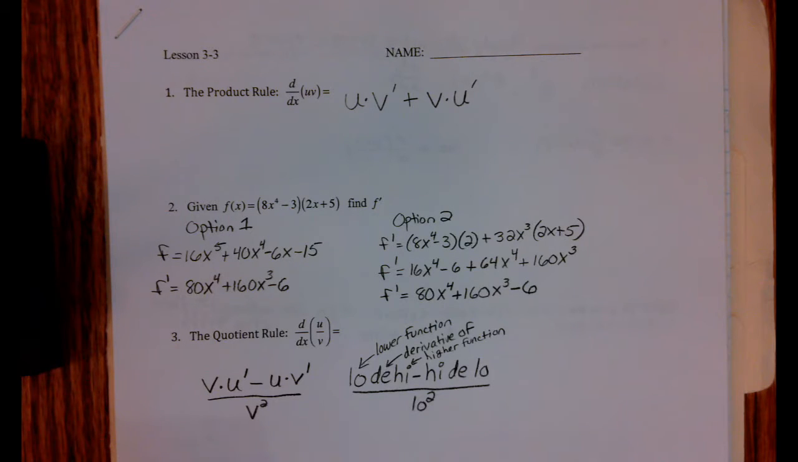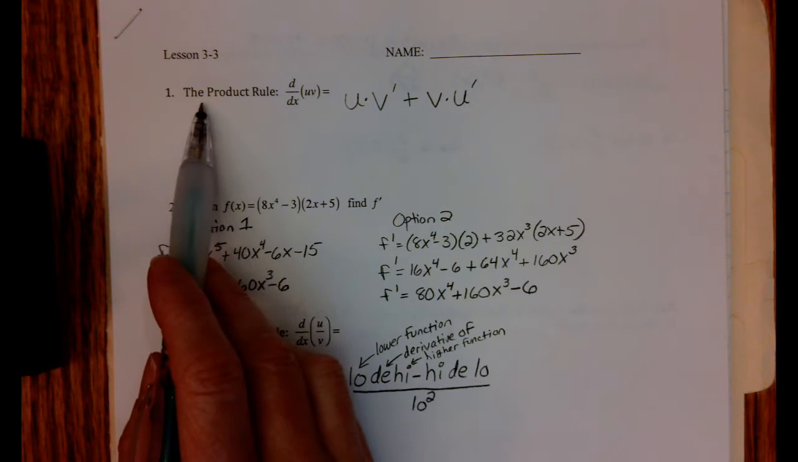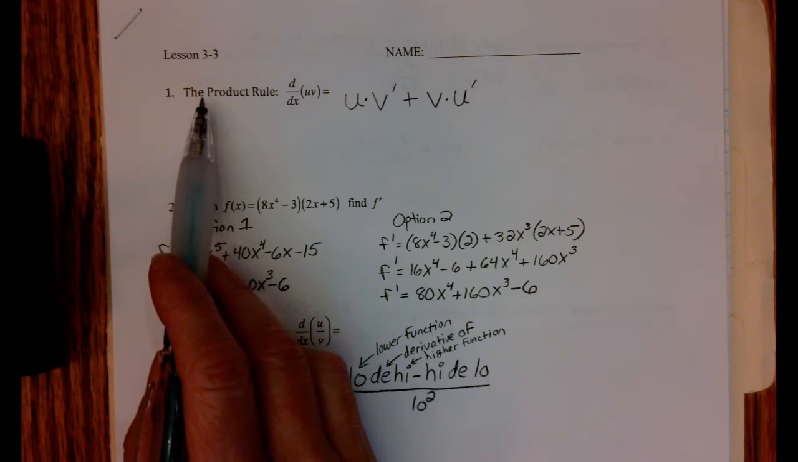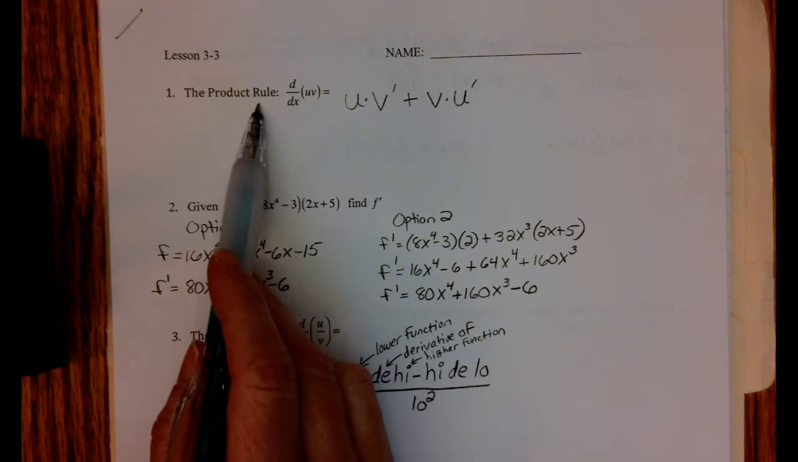Lesson 3.3. What happens when we have functions that are being multiplied or divided? We have different rules for each of those. We start with functions being multiplied. The derivative rule is called the product rule.